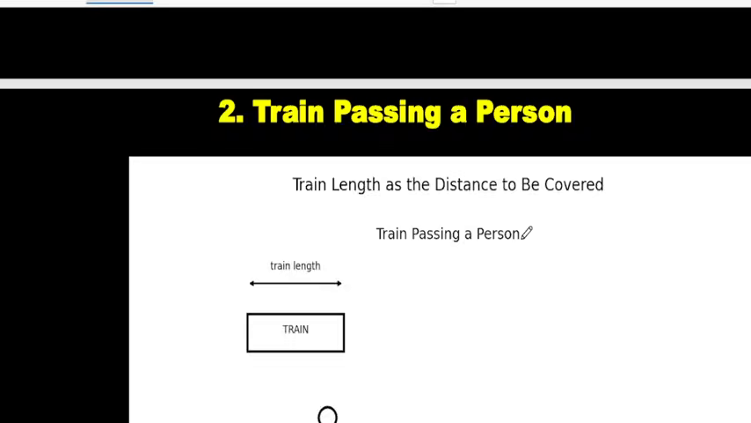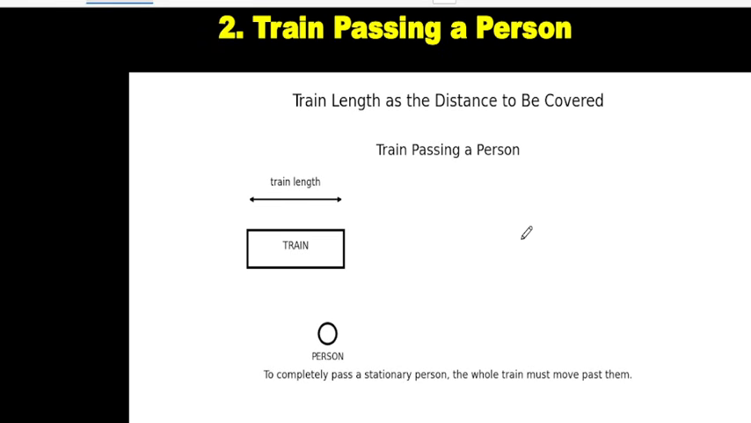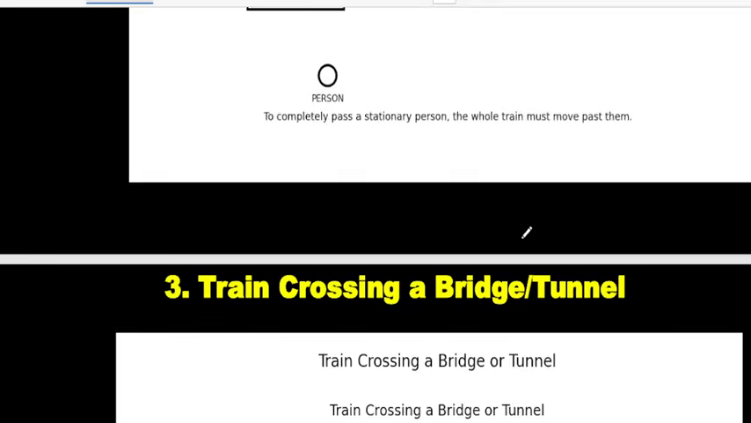Now I want to move to the next concept where we see a train: a train passing a person and a train passing a bridge or tunnel.